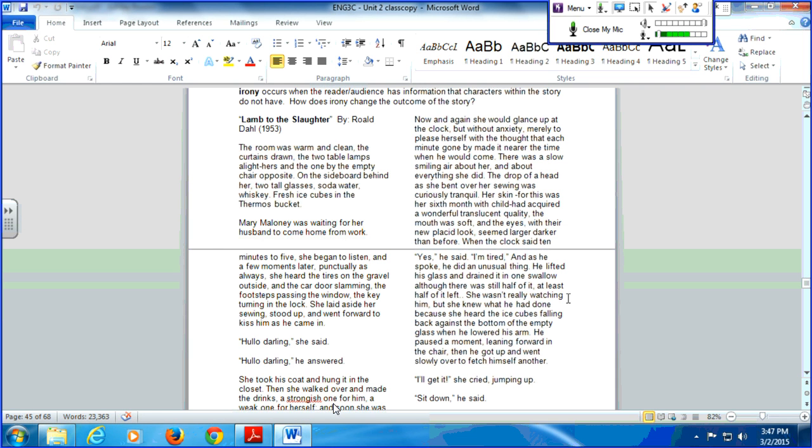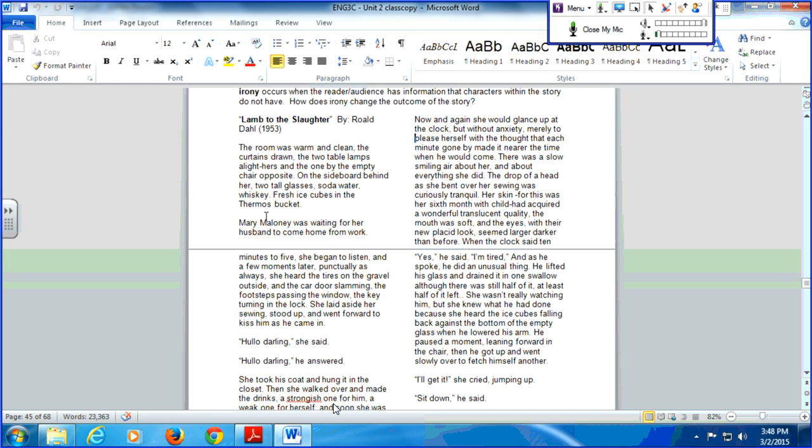So the room was warm and clean, the curtains drawn, the two table lamps alight, hers and the one beyond, beside the empty chair opposite. On the sideboard behind her, two tall glasses, soda water, whiskey, fresh ice cubes in a thermos bucket. Mary Maloney was waiting for her husband to come home from work. Now and again she would glance up at the clock, but without anxiety, merely to please herself with the thought that each minute gone by made it nearer the time when he would be home.